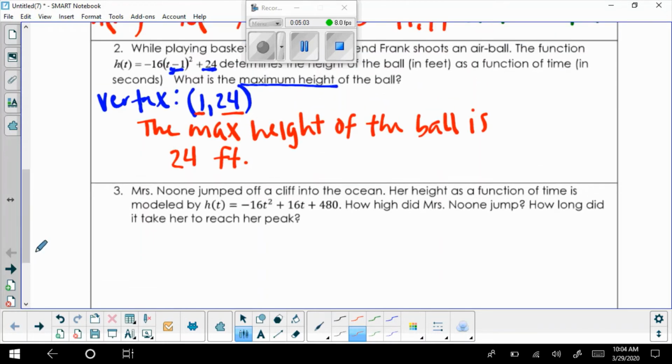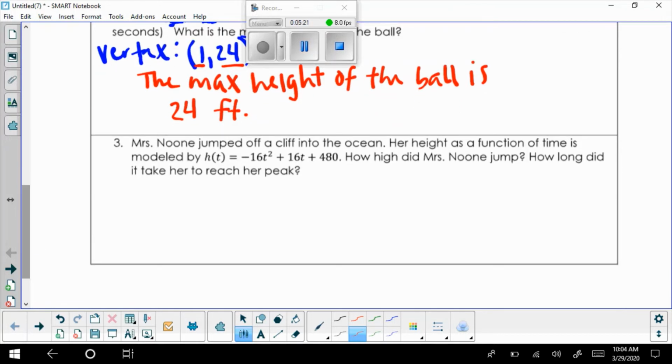Okay, number 3. Miss Noon jumped off a cliff into the ocean. Her height as a function of time is modeled by h of t equals negative 16t squared plus 16t plus 480. How high did Miss Noon jump? How long did it take her to reach her peak? So again, we have to figure out, is that standard or vertex form? That's standard form of a quadratic.